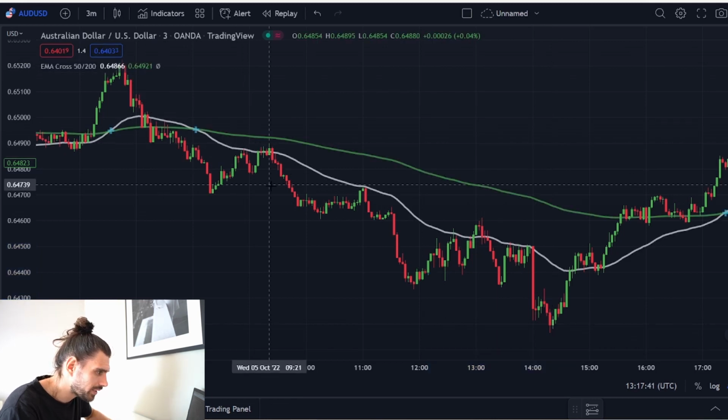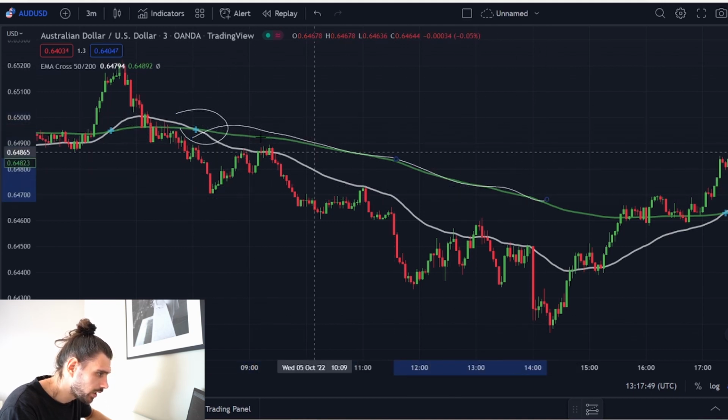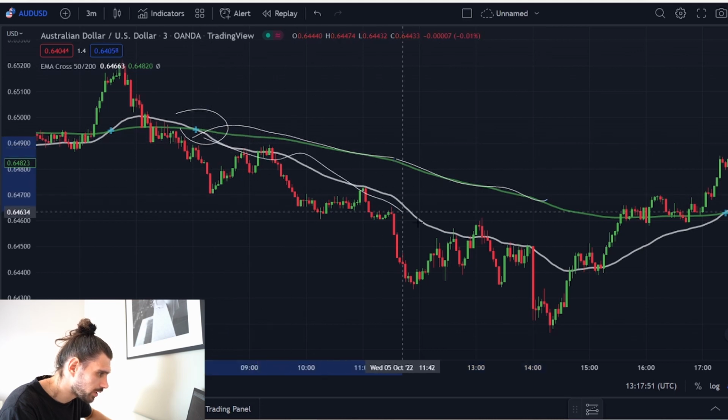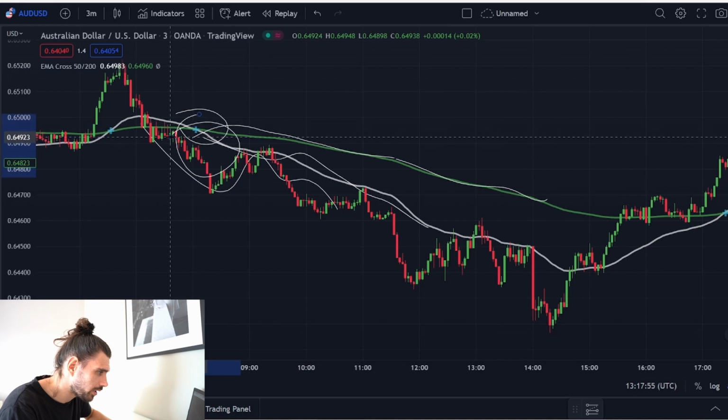So we can add here the EMA cross between the 50 and 200 EMA, and I want to see the cross where the 200 EMA, here in my case the green line, stays above the 50 EMA, the white line. So I want the market to be below the 200 EMA. So now I'm sure that the market is bearish, at least for a short amount of time.